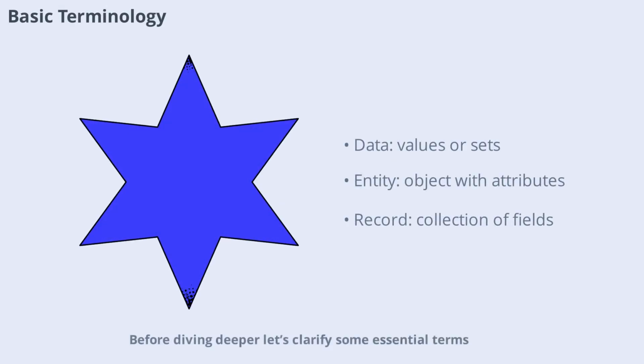Before diving deeper, let's clarify some essential terms. Data refers to values or sets of values. A data item is a single unit of value, which can be further divided into sub-items called group items, or remain indivisible, known as elementary items. Entities are objects with attributes like a person with a name, age, and ID. Fields represent single attributes. Records are collections of fields for one entity, and files are collections of records. Understanding these terms lays the foundation for grasping more complex data structures.